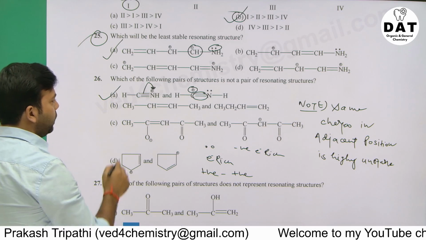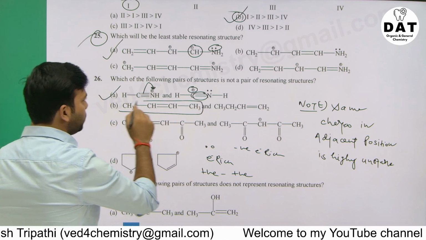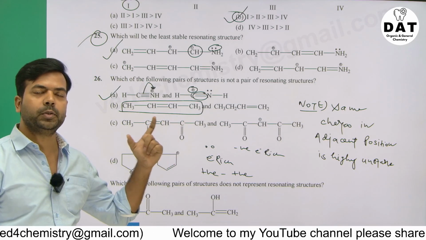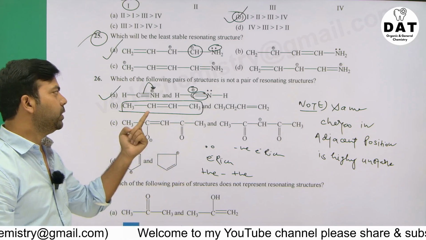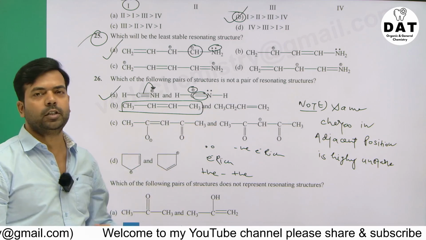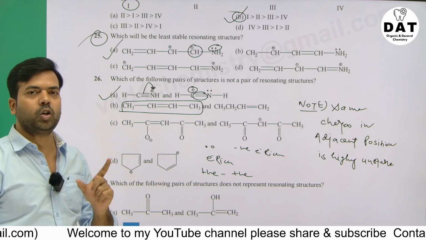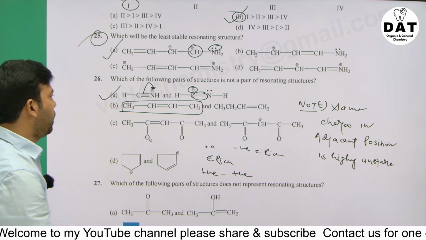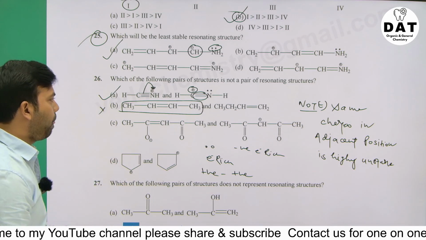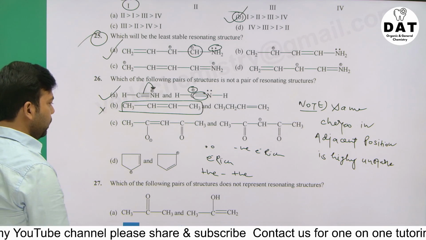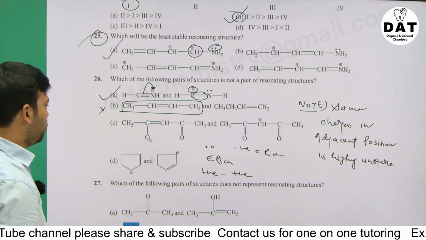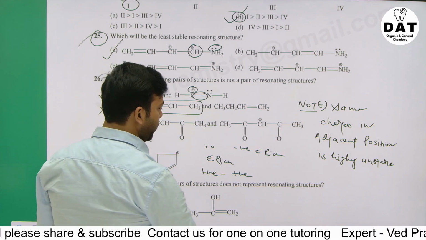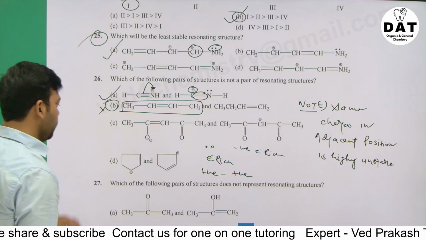Second, listen, this compound is not in resonance. Why? There is no conjugation. There is no other conjugated species in alternate positions. So if this is not in resonance, then how can you generate its resonance structure? A resonance structure is only possible when the given compound is conjugated. So B is wrong. Clear? And the rest, we are not going to check because we have the right choice, B. B is not a pair of resonance structures. Now the next, 27.